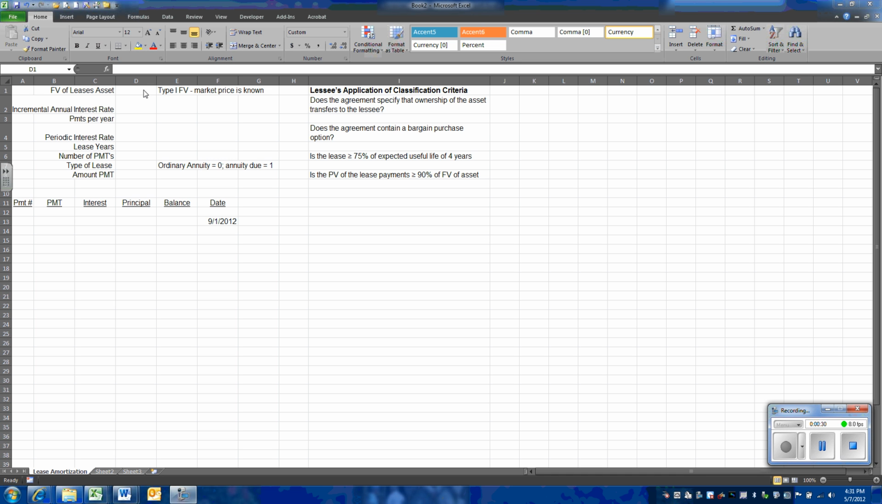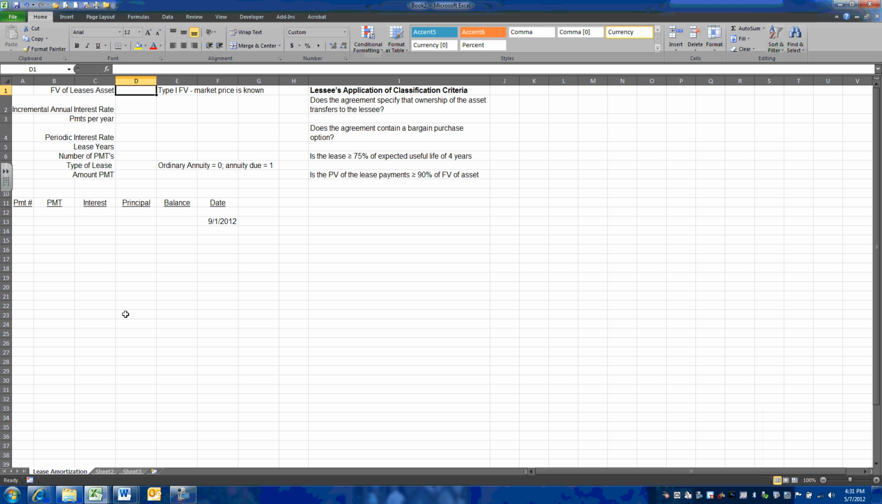So let's see, we have a company here who has been shopping around for a product, and they have been able to establish that the fair value of the asset that they want to acquire is $125,000. Since we know the market price, we will use this for a type 1 fair value, and we can establish the fair value of the leased asset as $125,000.